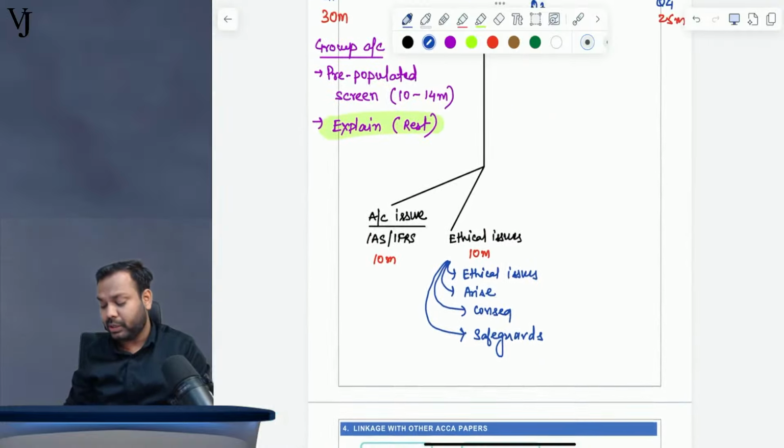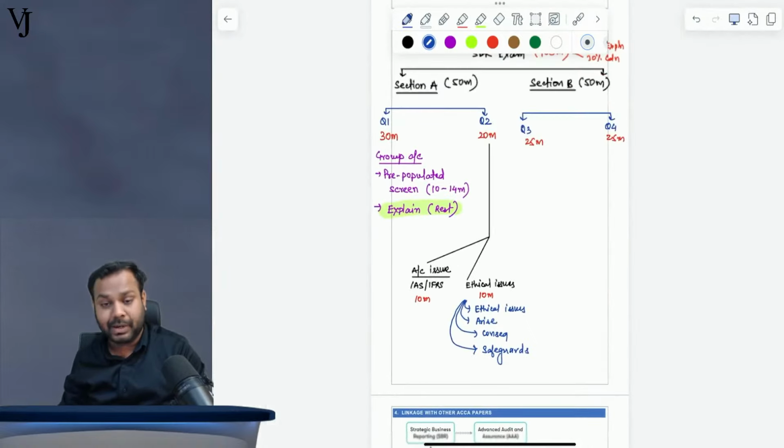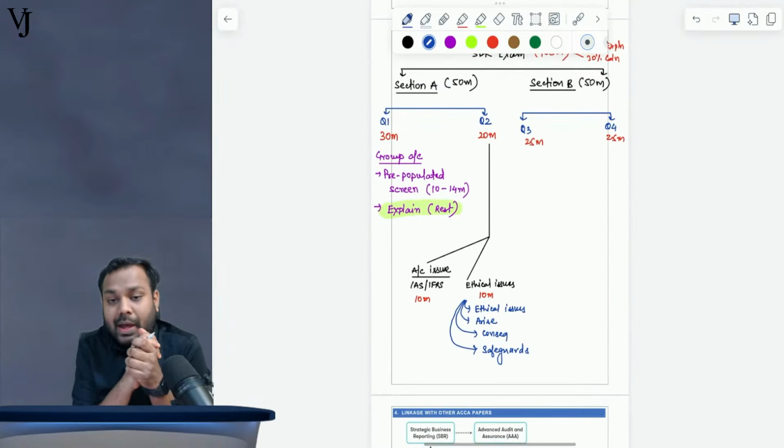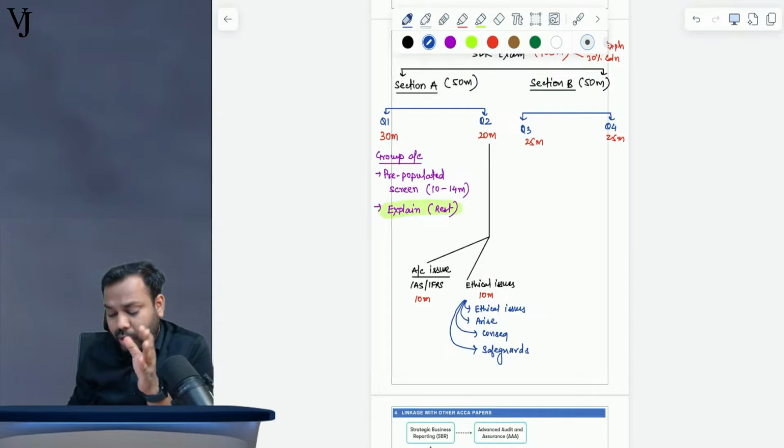So this is section A of the exam. Tell me, are you understanding section A? Come on guys, tell me. Can I move on to section B?